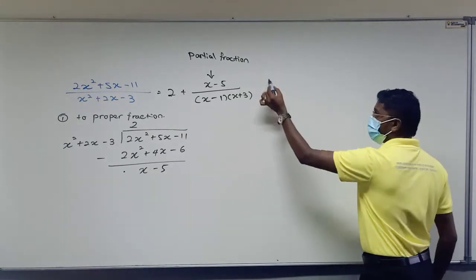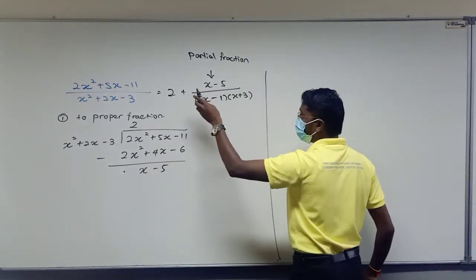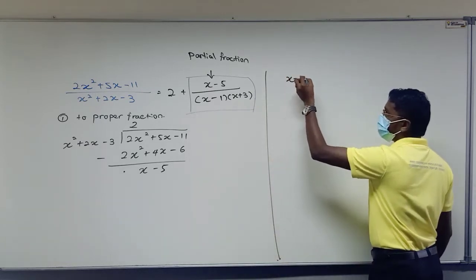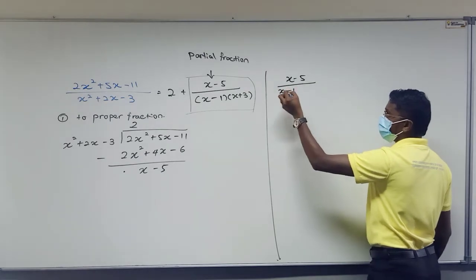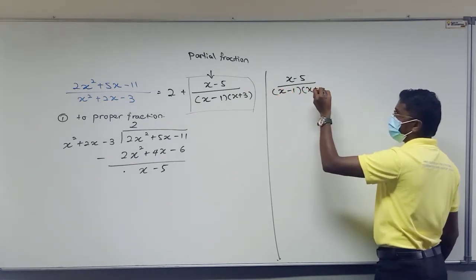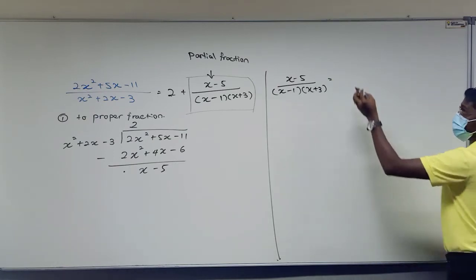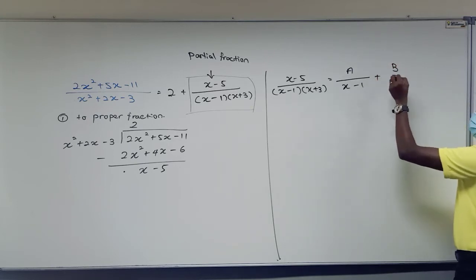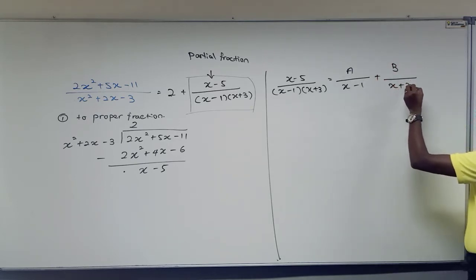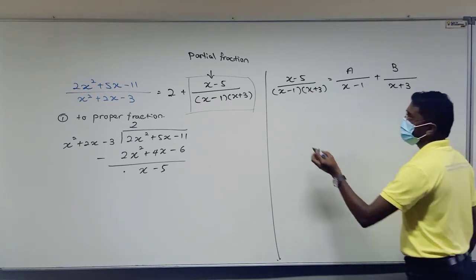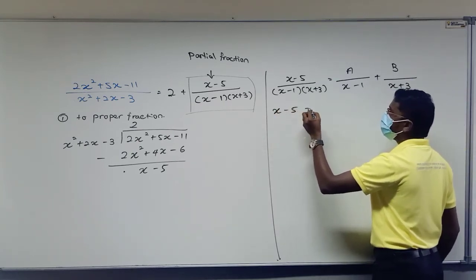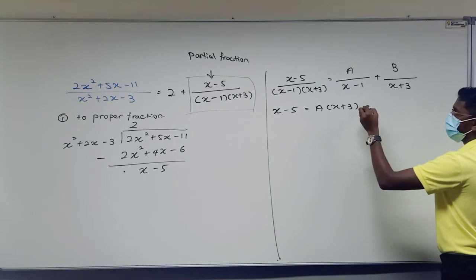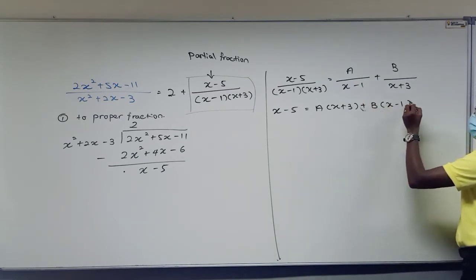So we take only this part here. x minus 5 over x minus 1 times x plus 3 is going to be a over x minus 1 plus b over x plus 3. Therefore, x minus 5 is going to be a times x plus 3 plus b times x minus 1.